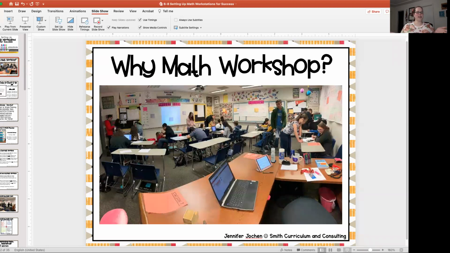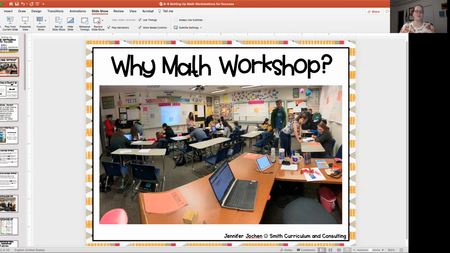So why should we use Math Workshop? There are many reasons that we should use Math Workshop. And the first and foremost being that it is centered on the student. Students are working with each other or even independently at times and being able to work on activities that meet the needs of their learning.